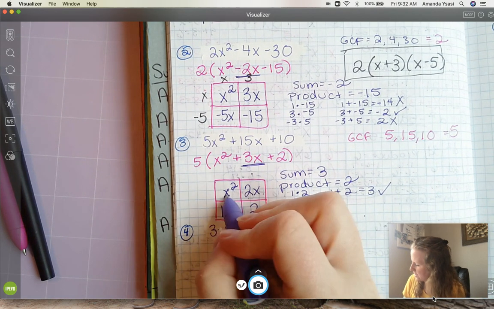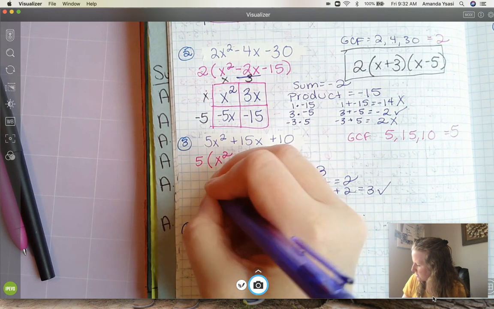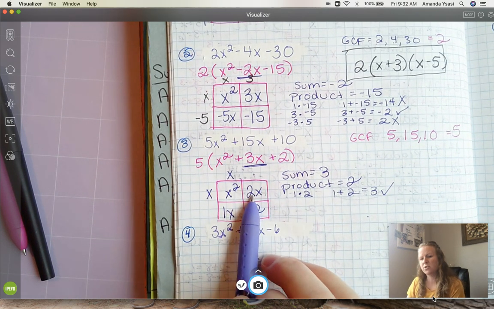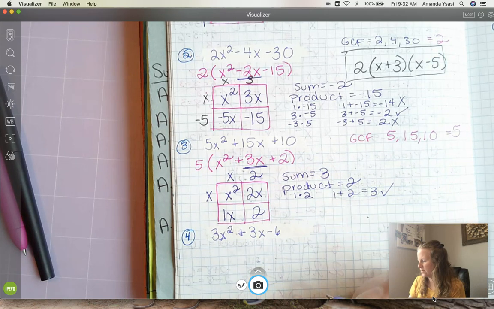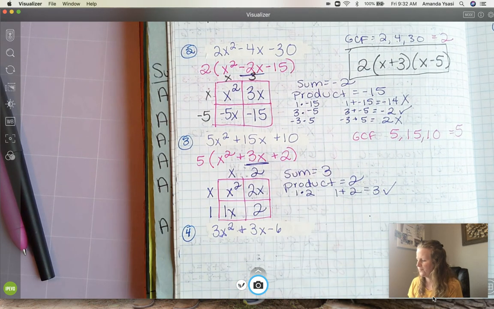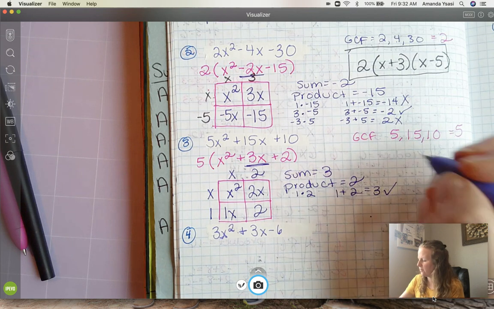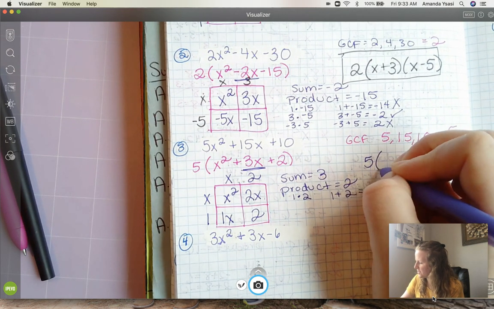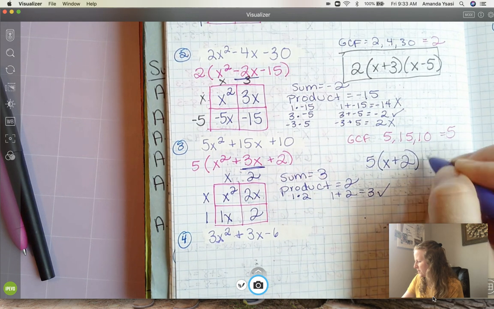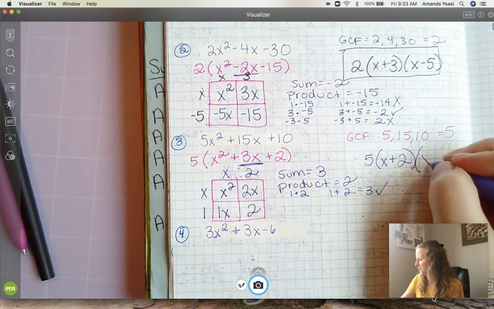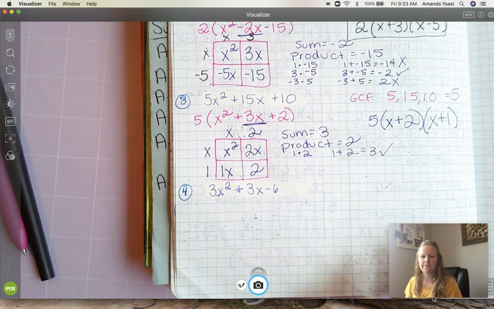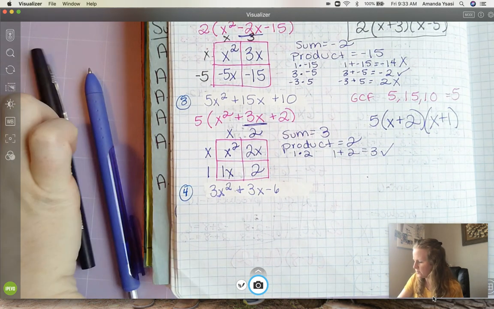So we have x times x gets x squared. x times what gets 2x, and it's 2. And then x times what gives 1x, 1. So then our factored form would be 5 parentheses, x plus 2 times x plus 1. Okay. All right, last one.